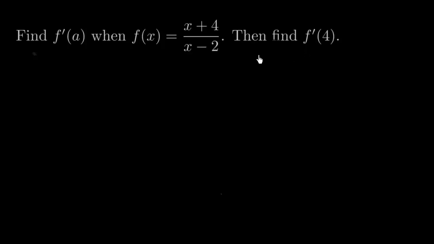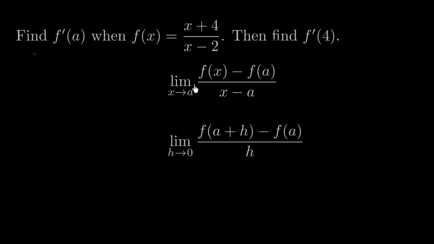And again, there are two versions of the limit definition. The first one is the limit as x approaches a of [f(x) - f(a)] all over (x - a). And the second is the limit as h goes to 0 of [f(a + h) - f(a)] all over h. Now in this video, I am going to use this version of the limit definition of a derivative.